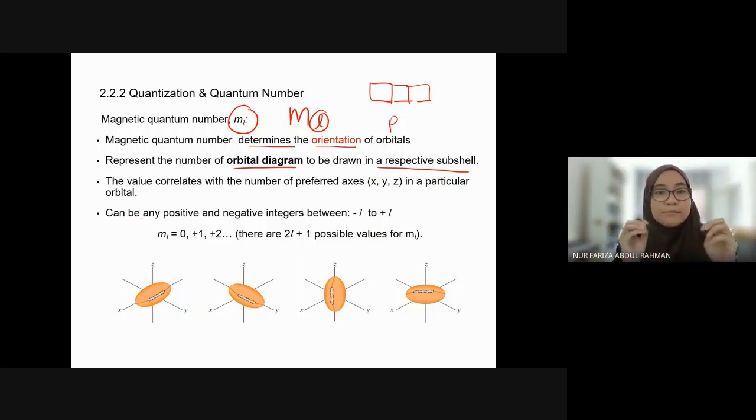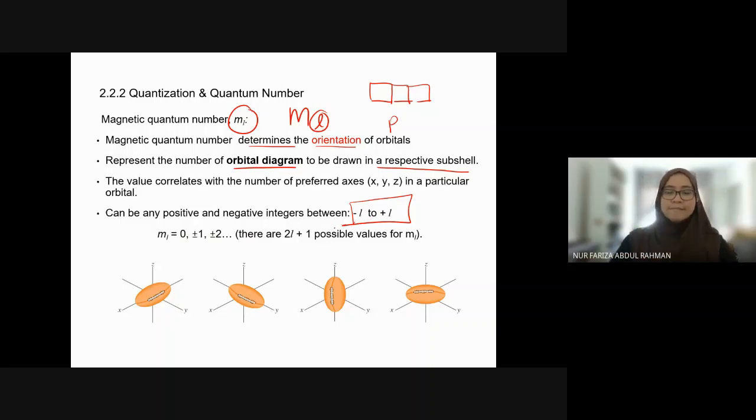Now, how do we determine the ML? Apa syarat-syarat to determine ML? Like what we had in L just now. So it can be any positive and negative integers, this is the rule. It depends on the value of L. So to determine ML, the rule should be from negative L to positive L. So ML can be 0, plus minus 1, plus minus 2, and so on, because it depends on the value of L.